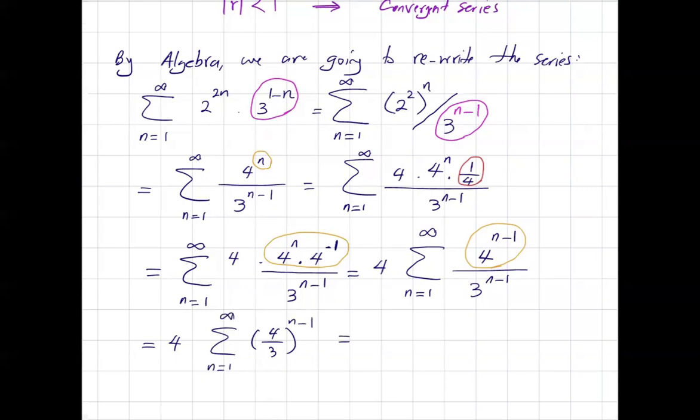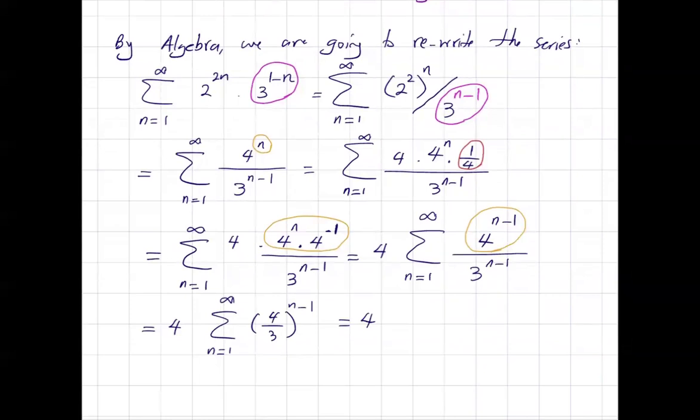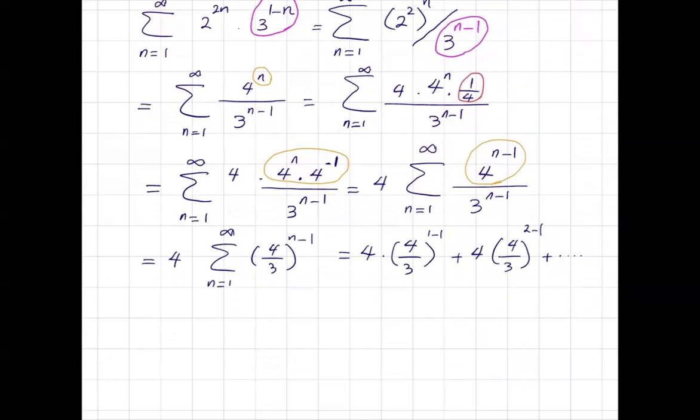So what do we have here? If you write it in expanded form, you have 4 times 4/3 to the power 1 minus 1, plus 4 times 4/3 to the power 2 minus 1, plus the rest of the terms, which is basically a geometric sum. Or this can be written as 4 plus 4 times 4/3 plus 4 times 4/3 to the second plus the rest of the terms. Again, in a geometric sum, you have A plus AR plus AR squared plus the rest of the terms.